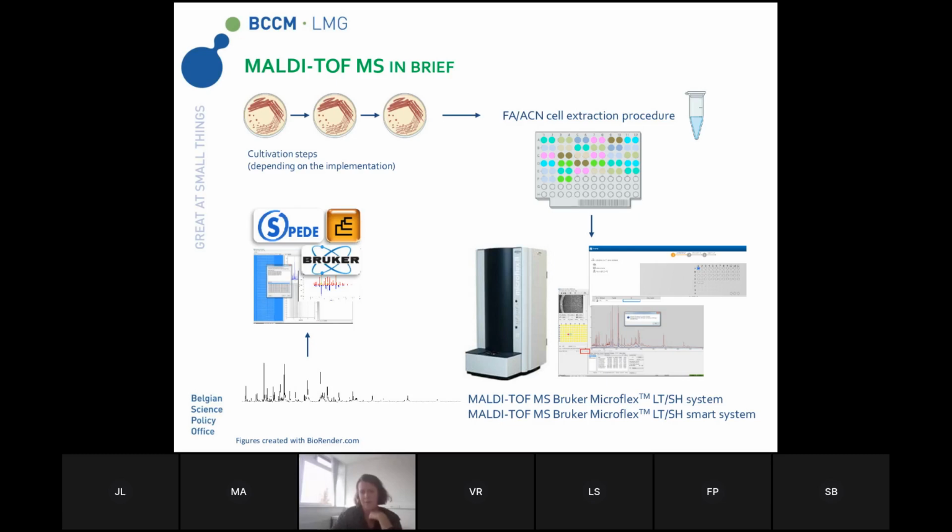Once we have our mass spectra generated, we have different software tools that we use for different implementations again. So we have the Bruker software that is accompanied with the systems. We have also the speed software. It's actually an algorithm that is created in-house to process in a very fast and high throughput manner thousands of mass spectra. And we have also the BioNumerics software application that we have from Applied Maths, my apologies, from MIRRI.